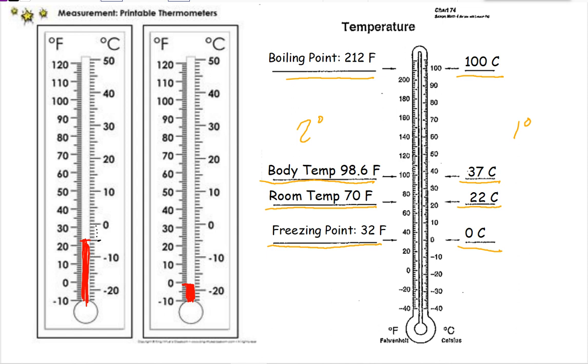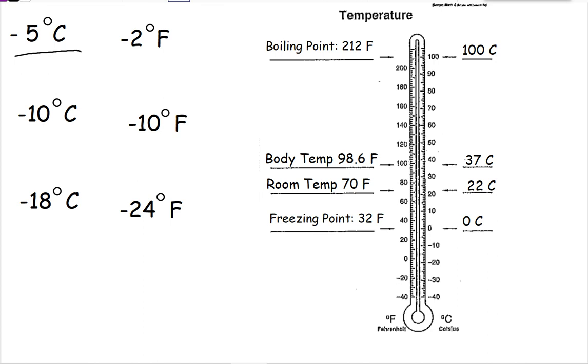Okay. So let's look at these other ones. So I have negative 10 degrees Celsius, which I start at 0 on the Celsius side. And I go down negative 10, which happens to be right here. That's negative 10 degrees Celsius. Negative 18, I'd go down and count 18 from 0, so there's 10, 11, 12, 13, 14, 15, 16, 17, 18. Right about there is negative 18 degrees Celsius.